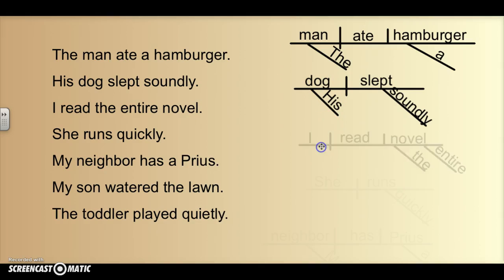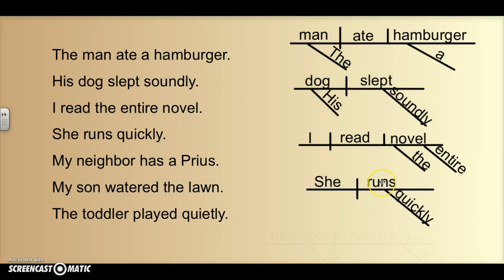I read the entire novel. I is my subject. Read is a transitive verb. Novel is what is getting read. And the and entire describe novel. She runs. Runs is intransitive. Quickly modifies how she runs. It is not a complement.